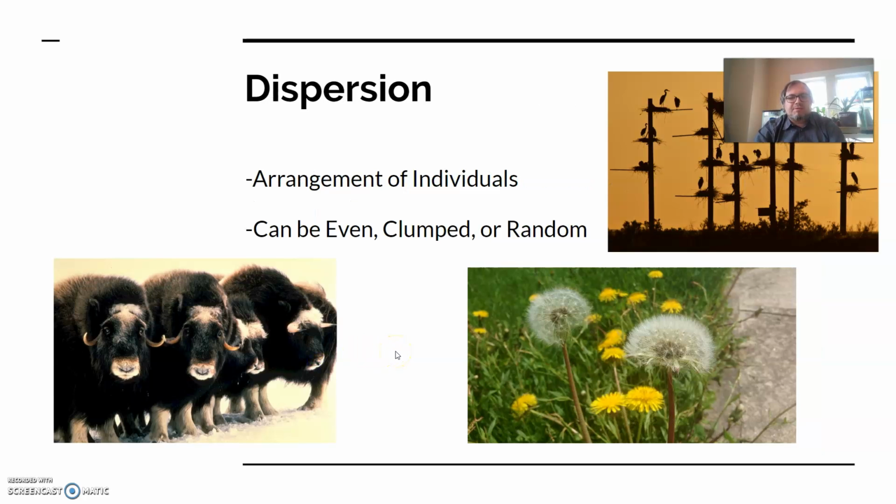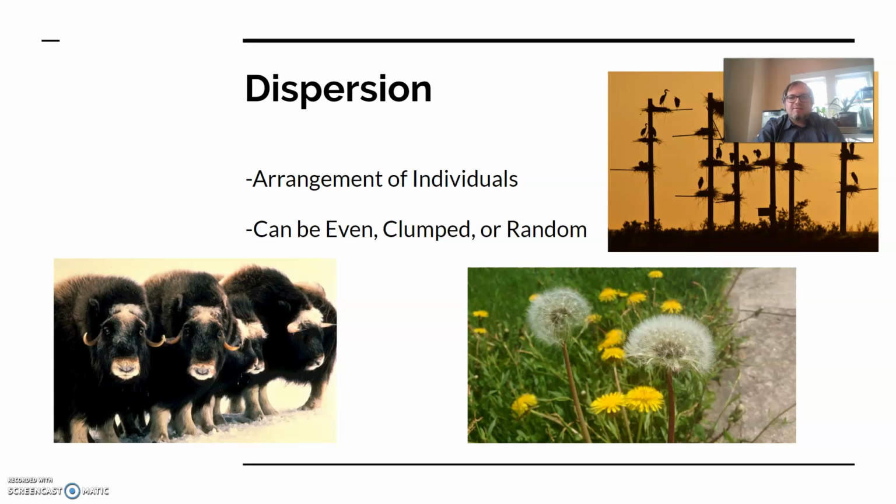So another concept that we talk a little bit about with populations is dispersion of populations. This is the arrangement of the individuals within their population. Again, when we think about different types of organisms, how close and far away they are from one another is variable depending on the species. So the three terms that we look at for the different types of dispersion are even, clumped, and random.